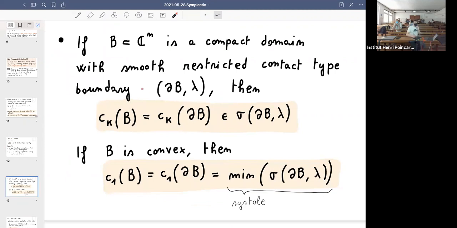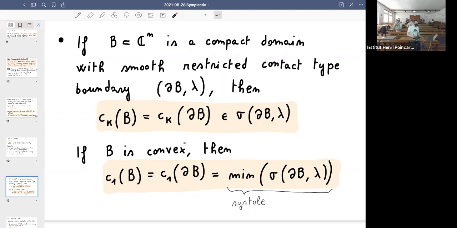So next property, which was considered a bit of a miracle when they came out, is that these capacities are actually action selectors. This means that if you have a compact domain in C^n with smooth and restricted contact type boundary, so it's contact type with respect to a primitive of the symplectic form of C^n, then the kth capacity for any k of the compact set is the same as the kth capacity of its boundary, and it's an element of the action spectrum of the boundary as a contact manifold.